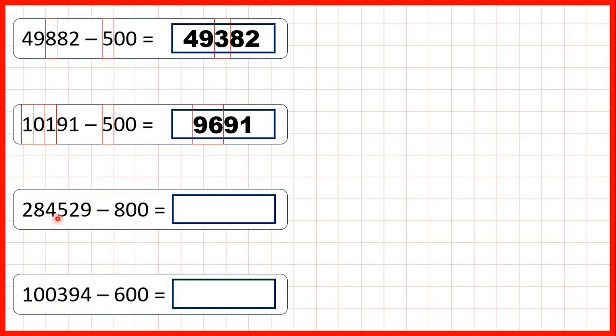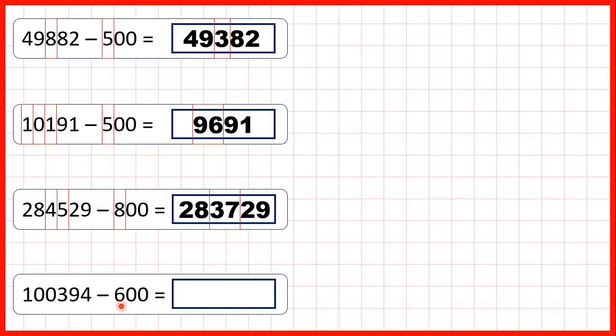So here we have 284,529 minus 800. If we highlight our hundreds digits, 8 is larger than 5. So let's highlight the place value to the left as well. That means we have 45 minus 8. That's 37. So these digits here will be replaced with a 3 and a 7, and all of our other digits will stay the same. So our answer is 283,729.